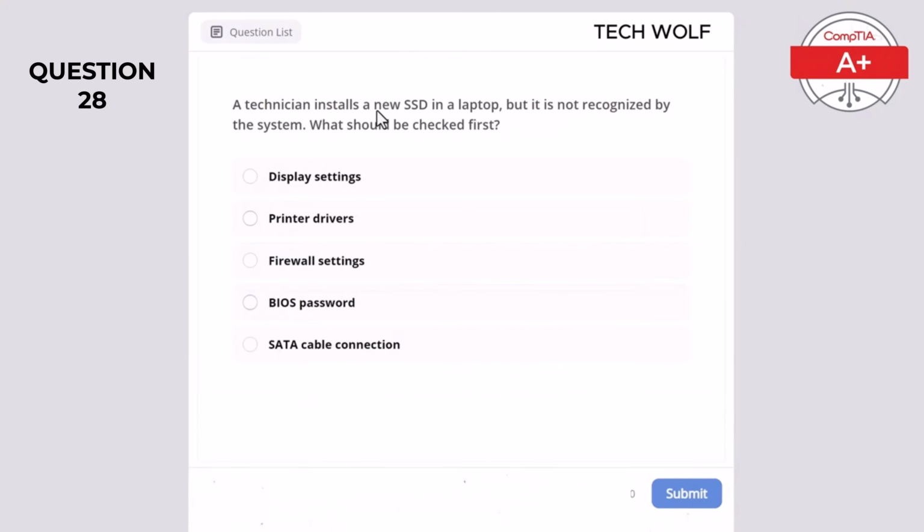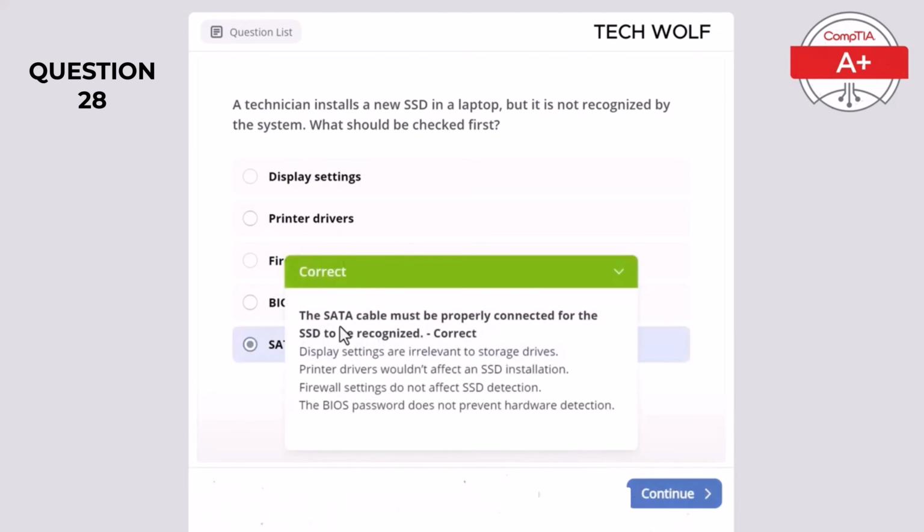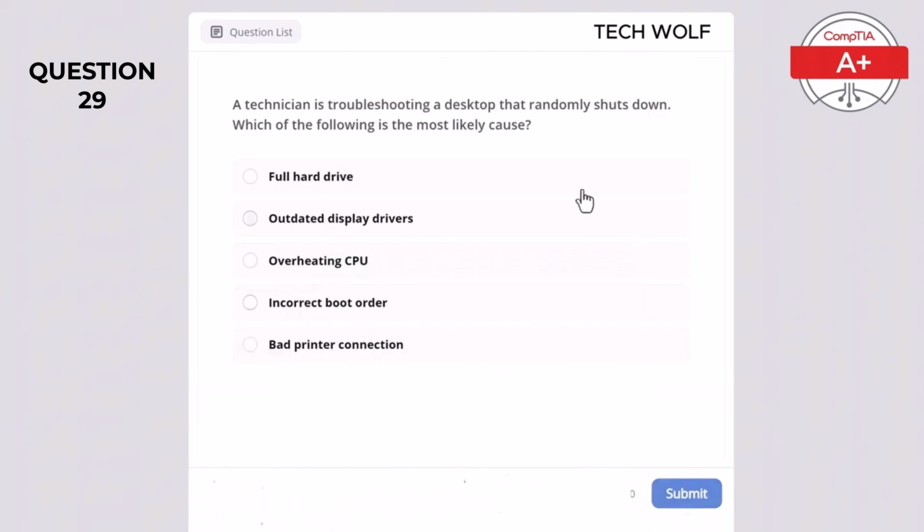A technician installs a new SSD in a laptop, but it is not recognized by the system. What should be checked first? Display settings, printer drivers, firewall settings, BIOS password, or SATA cable connection. And the correct answer here is SATA cable connection, as SATA cable must be properly connected for the SSD to be recognized. And question number 29.